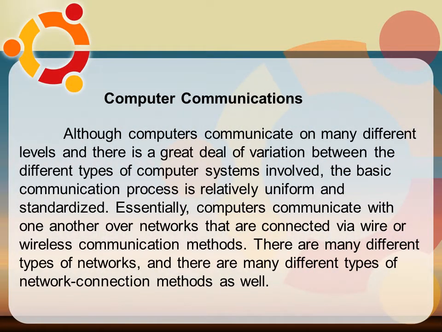So what is computer communications? Although computers communicate on many different levels and there is a great deal of variation between the different types of computer systems involved, the basic communication process is relatively uniform and standardized. Essentially, computers communicate with one another over networks that are connected via wire or wireless communication methods. There are many different types of networks, and there are many different types of network connection methods as well.